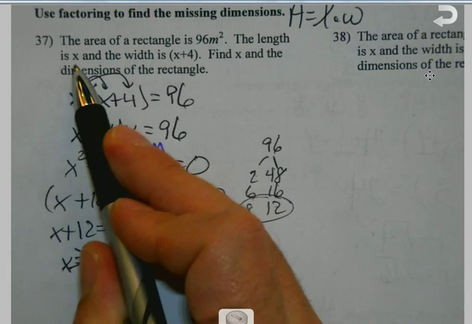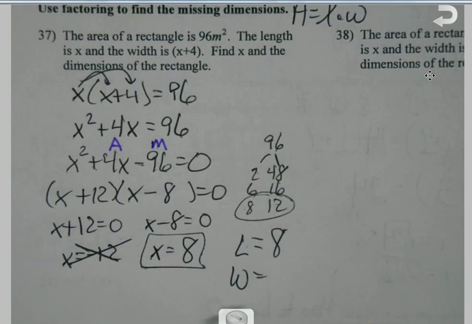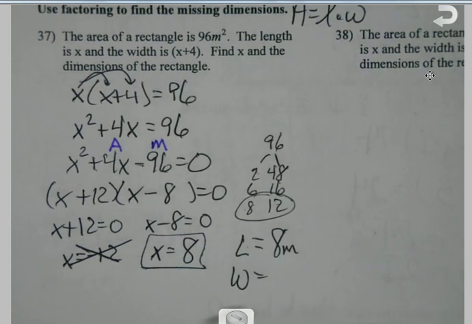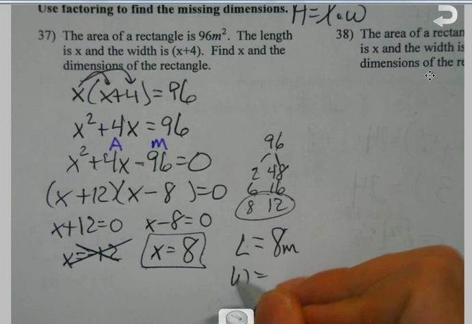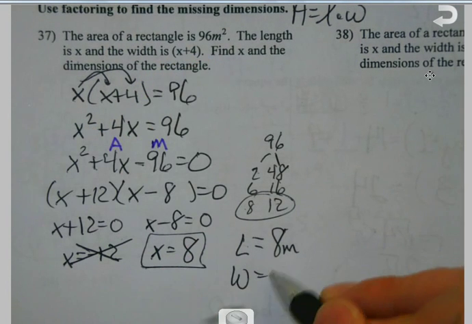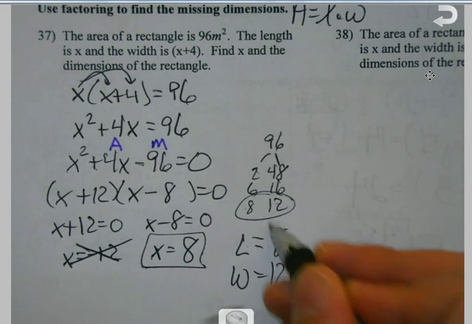Well, the length is x. Okay, so the length is 8 meters. My width is x plus 4. 8 plus 4 is 12. 12 times 8 is 96. I'm good.